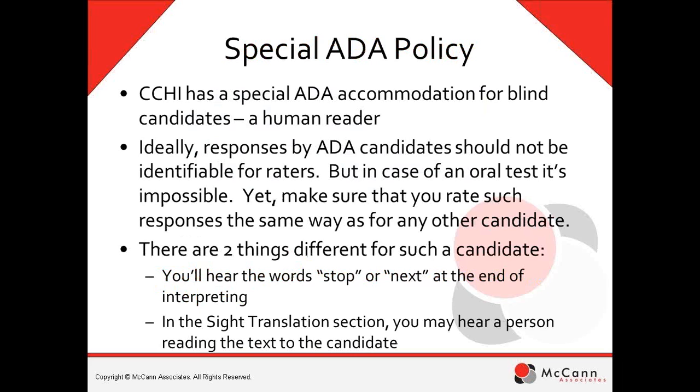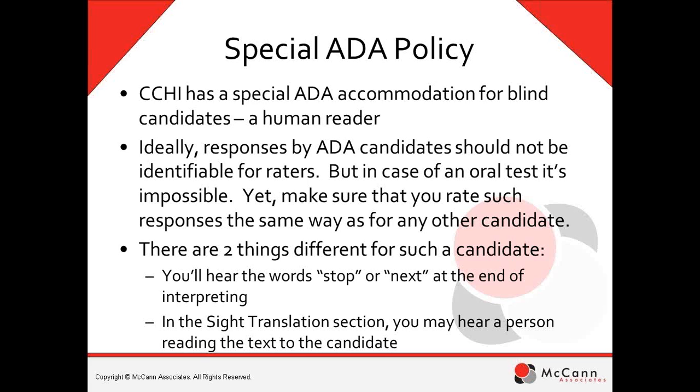Now, for the description of the Americans with Disabilities Act, I'm going to turn over this slide to Natalia for her comments. Thank you, Raj.